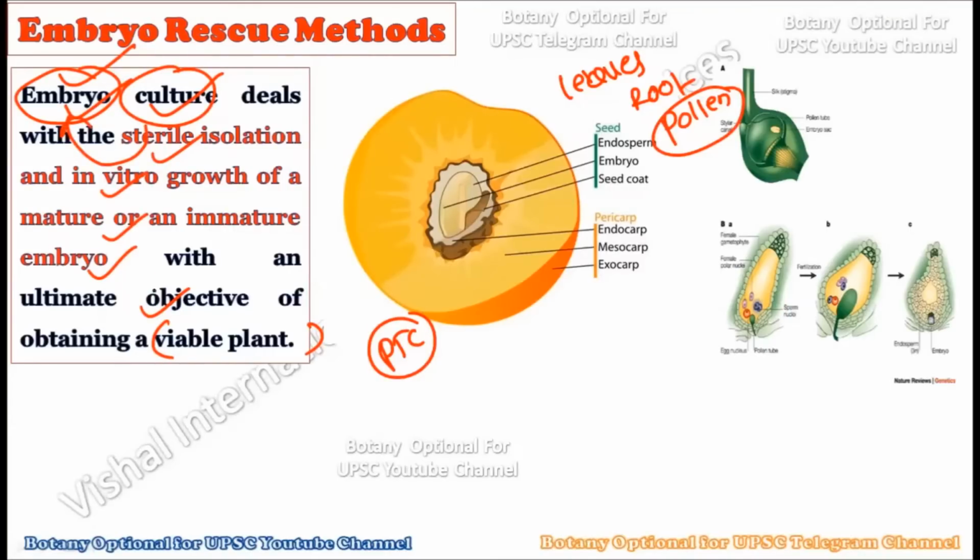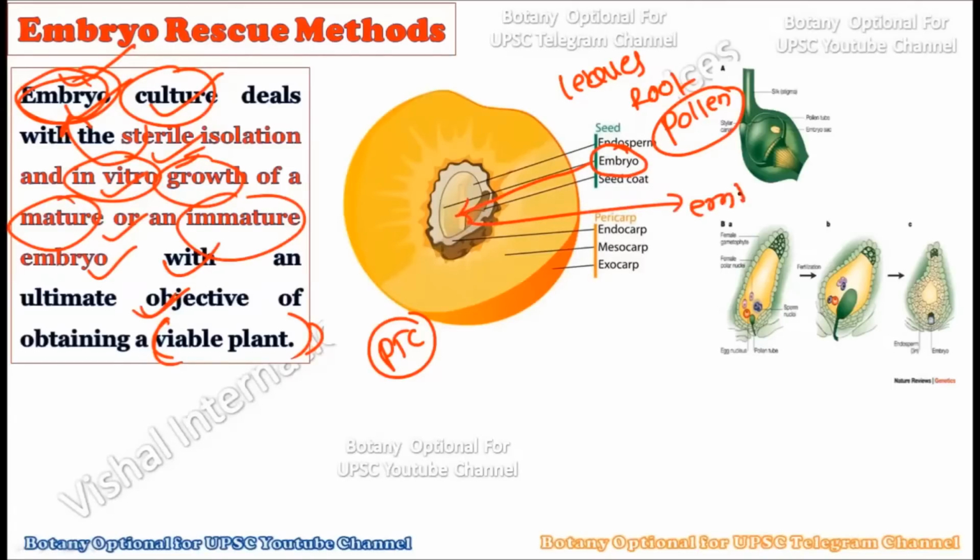Now in this embryo culture, we first do the sterile isolation of the embryo, and after the sterile isolation we grow this embryo in vitro in the plant tissue culture laboratory. This embryo may be mature or immature, and depending on that there will be two types of embryo culture. The ultimate objective of this method is to grow a viable plant. That is, we extract the embryo present within the seed, and this embryo can be grown in the plant tissue culture laboratory to create a whole new plant.